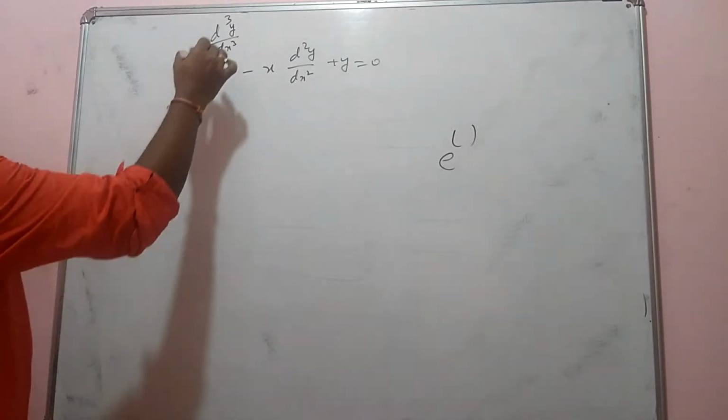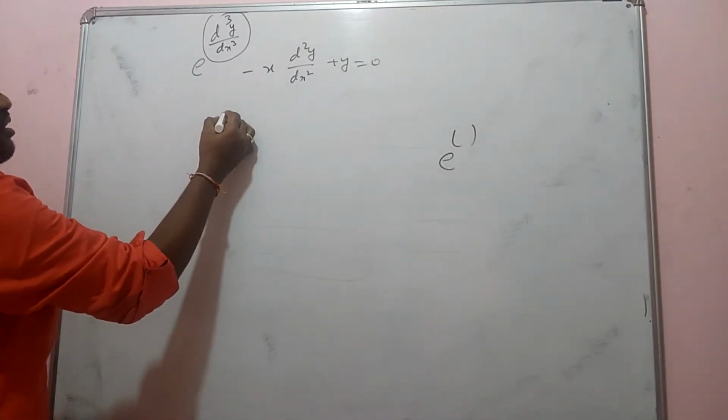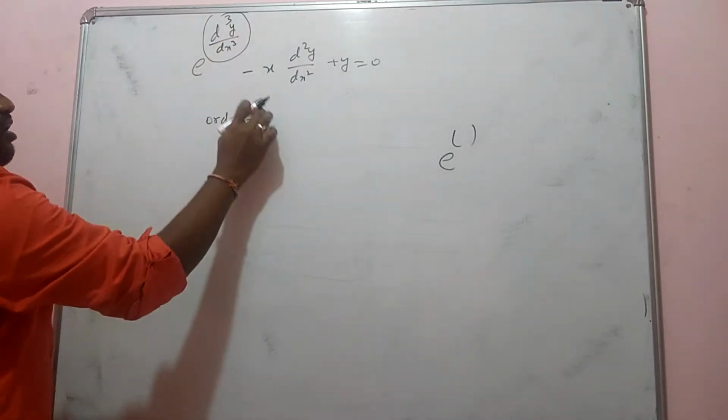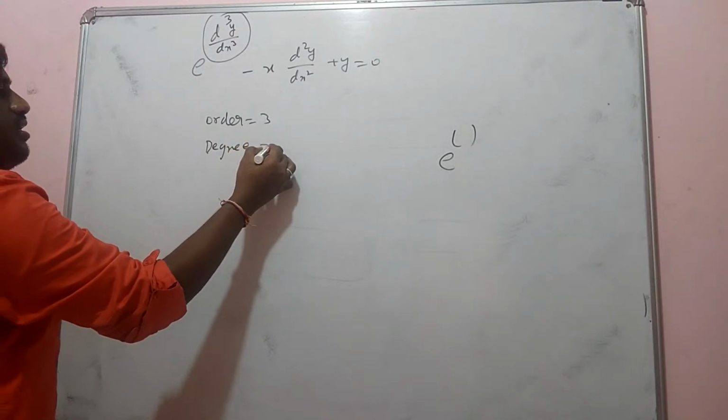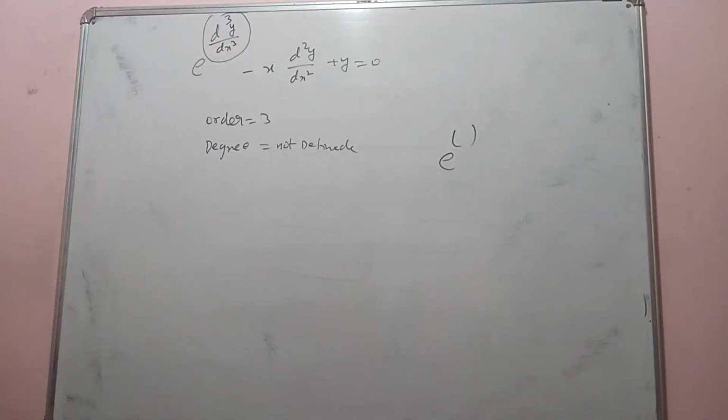What I want to say here is that you cannot make d cube y by dx cube the subject. If you are able to make it the subject, then it's fine. If you are not able to, then in this case we write that the order is 3 and the degree is not defined, because I cannot separate this. If you are able to separate it, then only we can find it. This simple question they ask at board level, so you should know what the degree is. Are you understanding this?